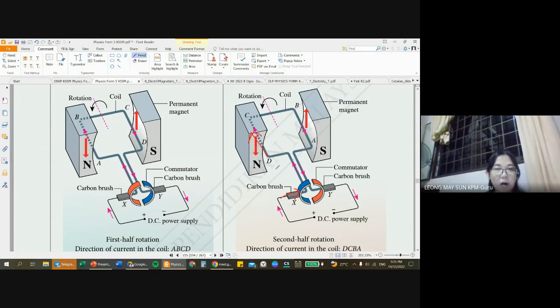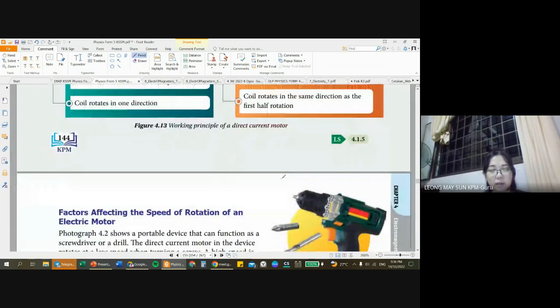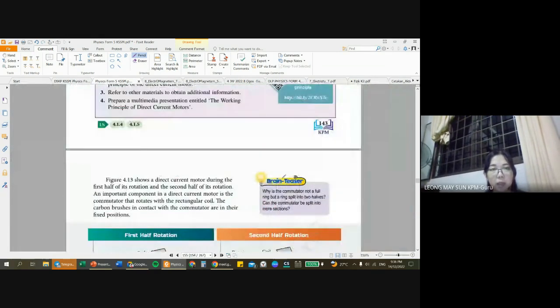So forever on the left side, the current will enter. See, on the left side, the current will enter A to B, here D to C. And then on the right side, the current will come out from B to A, C to D, so that it will come out back towards the negative terminal. So that's the main function of the commutator, to make sure that the current enters and comes out in the same direction. Okay? Now, I hope that one is okay with you guys.